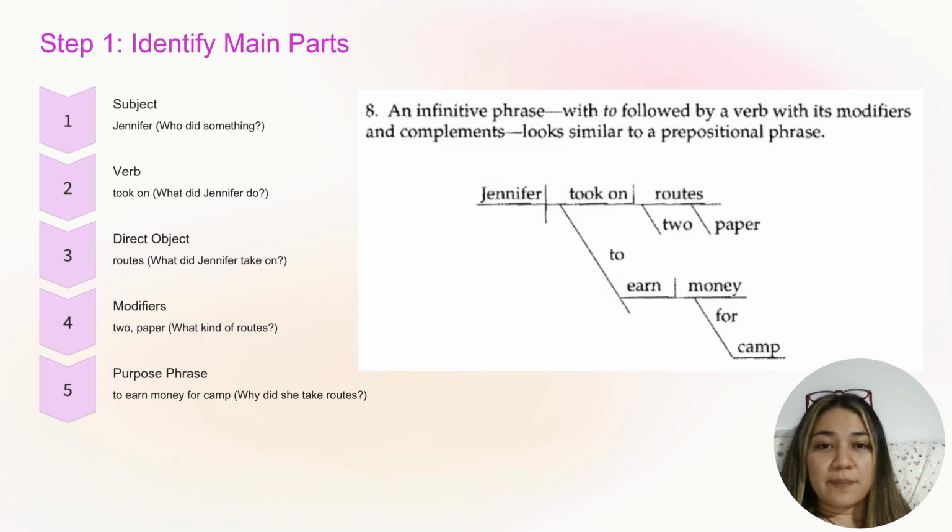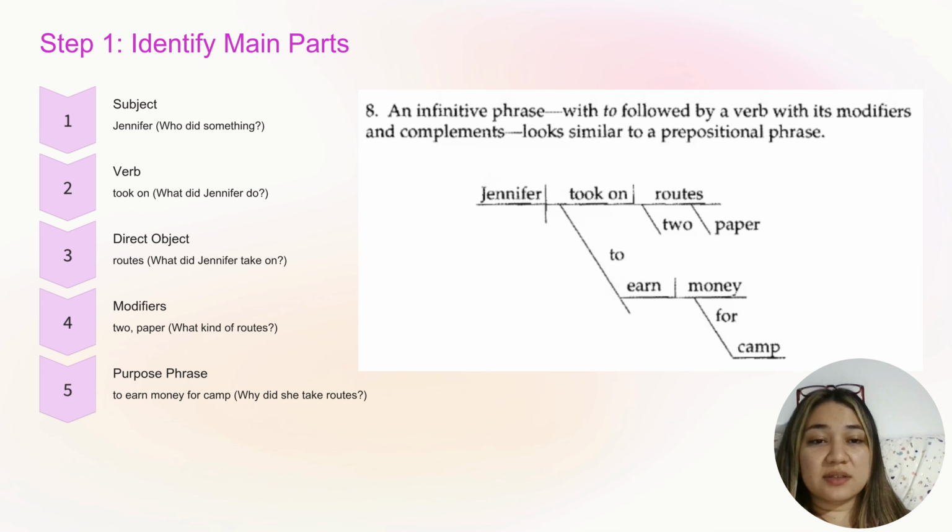So first, we have a subject. The sentence says, Jennifer took country paper routes to earn money for camp. This is the exact sentence. In this case, we have an example to describe how to emphasize the connection between each word.